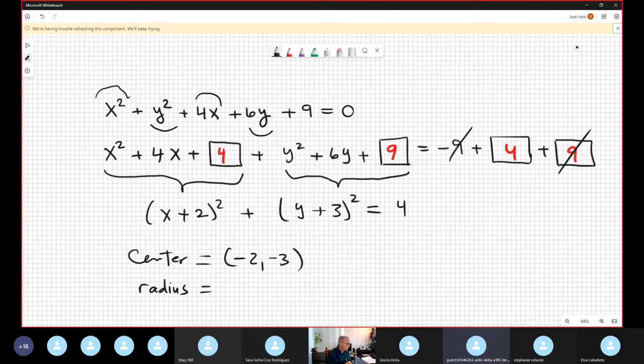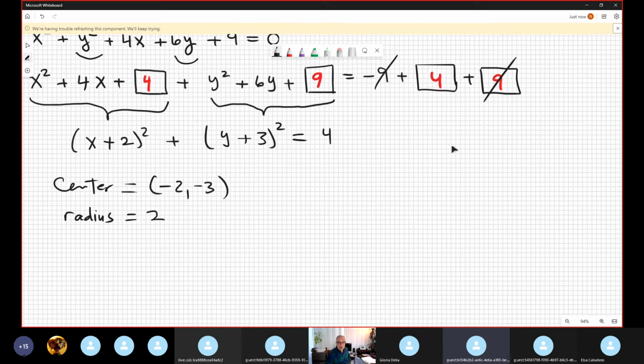And what about the radius? Radius 4. Michael Lopez says radius 4. Do you agree or disagree with Michael Lopez? Disagree totally. Why? What is the radius then? 2. 2 is the radius.